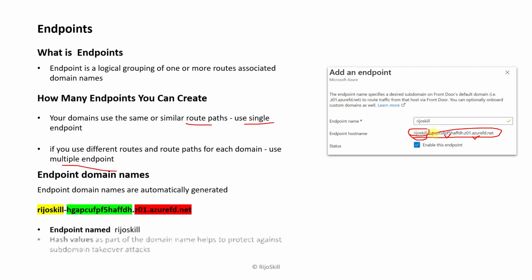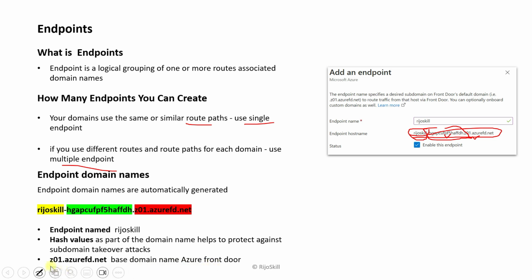The hash value is part of the domain name and helps to protect against a subdomain takeover attack. And the next one you can see is the base domain name, Azure Front Door. So this one is the base domain. Now you understand what the endpoint domain is. The endpoint domain name means the endpoint name, the hash value, and your Azure Front Door domain.